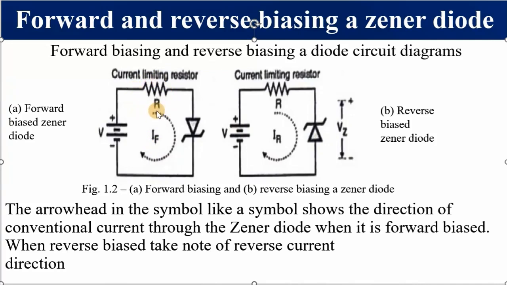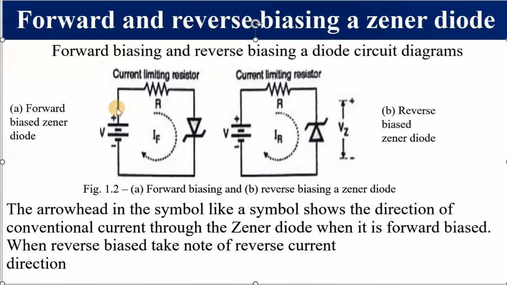This is a current limiting resistor, and we said when a diode is connected in this way, it operates as a normal PN junction diode. When it is reverse biased, as in this case, this is the cathode, this is the anode. The voltage across the Zener diode is called VZ, and please take note its polarity is now different from the voltage across the PN junction diode. This is the positive side and this is the negative side.